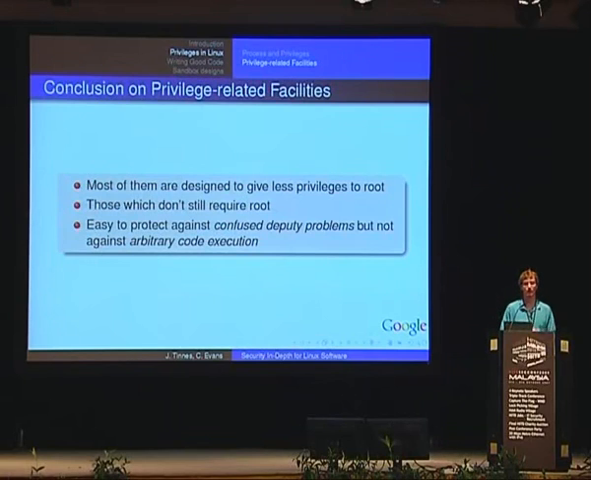So privilege-related facilities in Linux are usually designed to give less privileges to root. And the ones which are not designed to only give less privileges to root still require root to use them. So we don't have many tools at our disposal. With those facilities, it's very easy to protect against confused deputy problems, but not against arbitrary code execution.